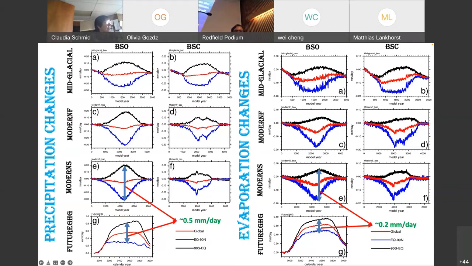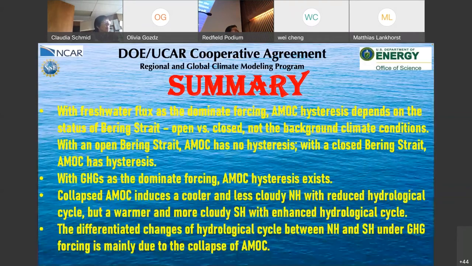So in summary, with freshwater flux as the dominant forcing, AMOC hysteresis depends on the status of the Barents Strait, open versus closed, but not on the background climate condition. With an open Barents Strait, AMOC has no hysteresis behavior. With the closed boundary, it does. With greenhouse gas as the dominant forcing, AMOC hysteresis does exist.